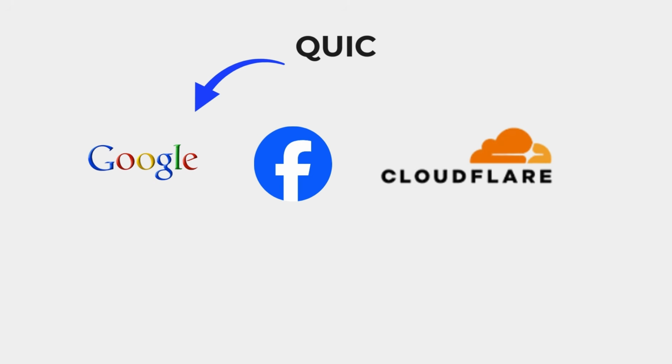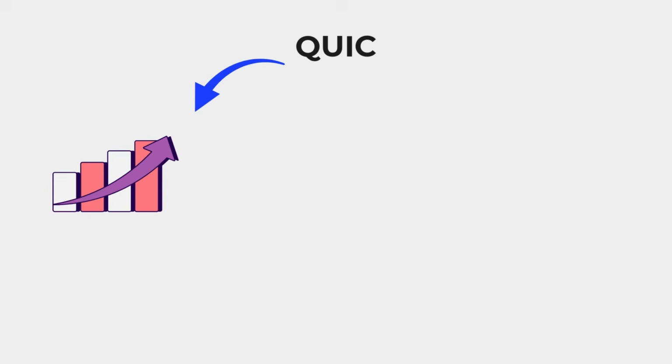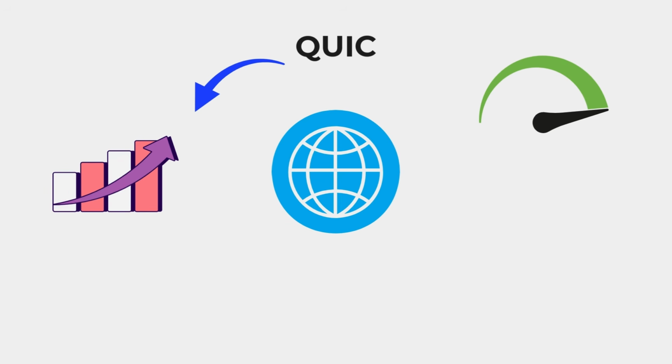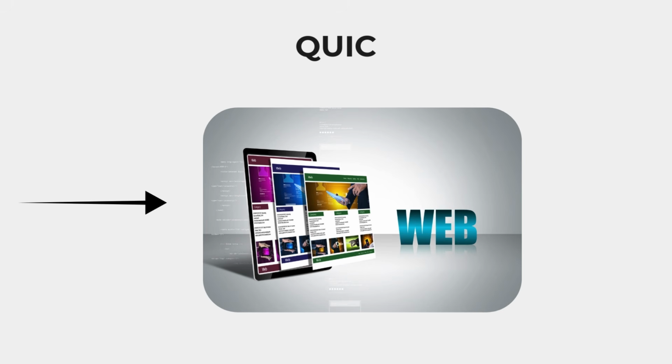Today, QUIC is already used by platforms like Google, Facebook, and Cloudflare. As adoption grows, the web becomes faster and more responsive. QUIC is also the foundation of HTTP/3, the next version of HTTP. In simple terms, the future of the web runs on QUIC.